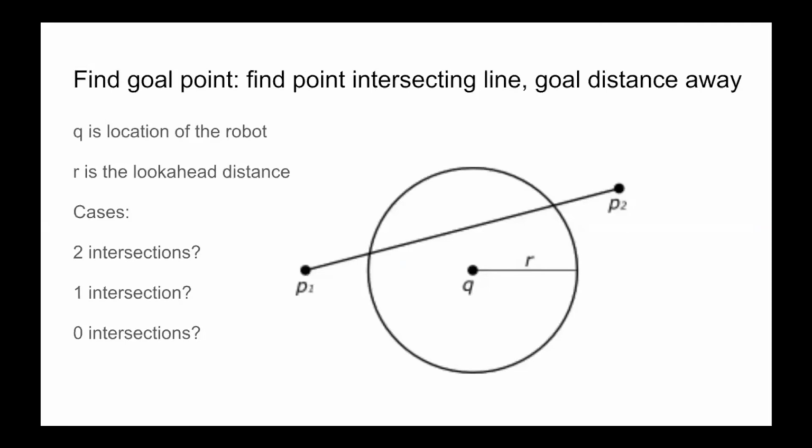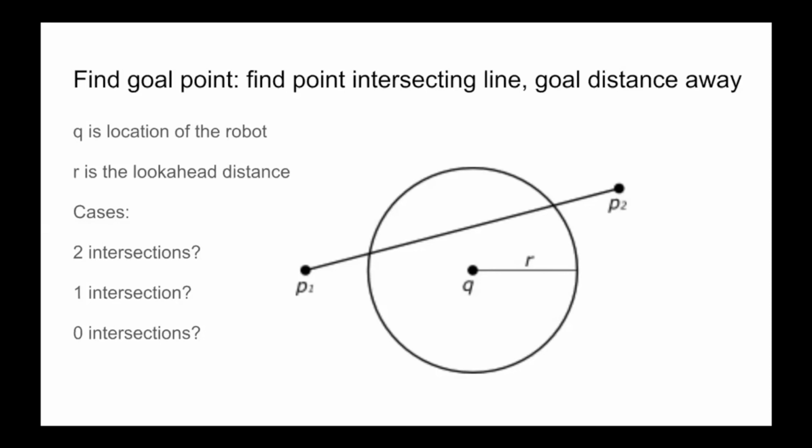So as you can see by this picture, Q would be the location of the robot, R is the look-ahead distance, and you have three different cases of what can occur. So the first is when you have two intersections, it means that there are two locations on your path that are a look-ahead distance away from your robot. In that case, you just choose the path that is the closest to the final end point of your path, which is what we did.